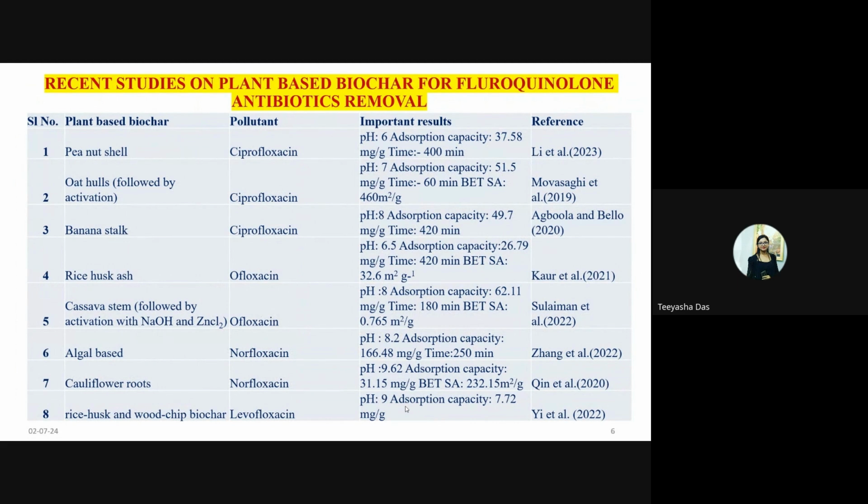Now, this slide represents recent studies on plant-based biochar for fluoroquinolone antibiotics removal. So we can see in serial number 1, there has been a study reported where as a biochar, the parent material was peanut shell and the pollutant was ciprofloxacin. So here the adsorption capacity was reported as 37.58 mg per gram.